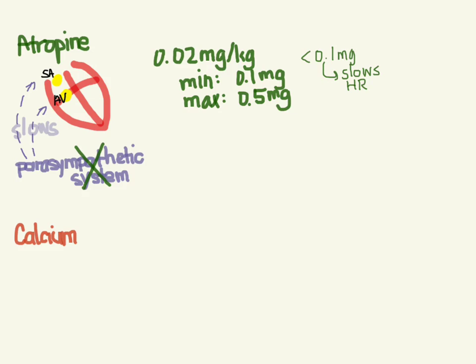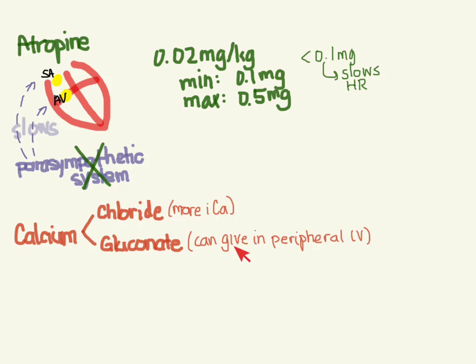The next one we're going to talk about is calcium, and that comes in two varieties, calcium chloride and calcium gluconate. Now, calcium chloride tends to have more ionized calcium, but because of this, it can be painful to administer as it's sclerotic to the veins. Now, the calcium gluconate, you can give that in a peripheral IV.